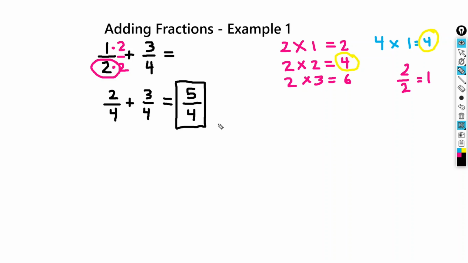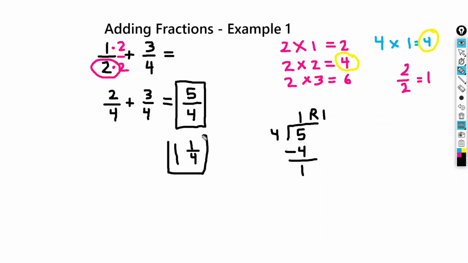If you do want to make it a mixed number, we'll divide 5 by 4. So 4 goes into 5 once, okay? And we have 5 minus 4, and we're left with our remainder of 1. So we can write this as a mixed number as 1 and 1/4. So that's another way to do it. Again, I like to keep it as an improper fraction, and I'll do that for the rest of the examples in this video.